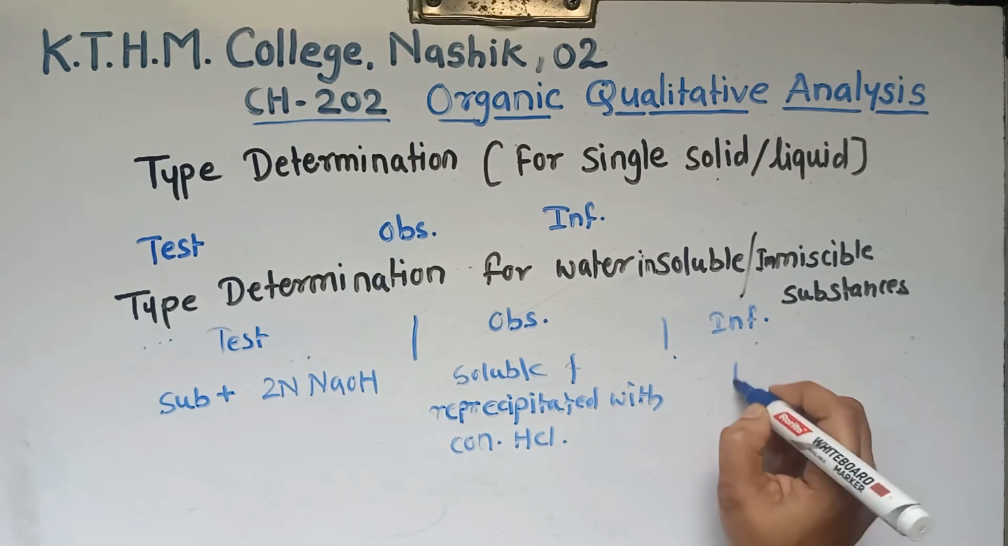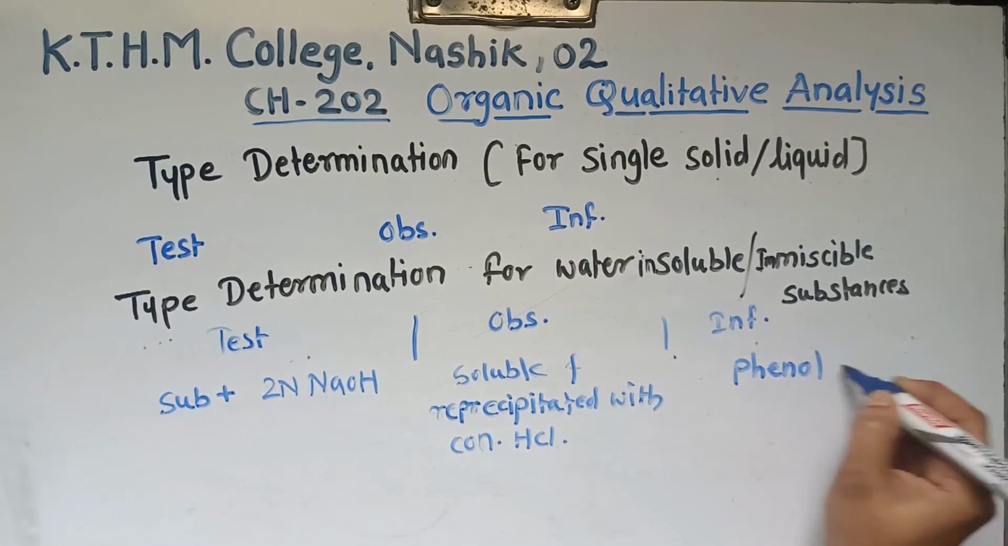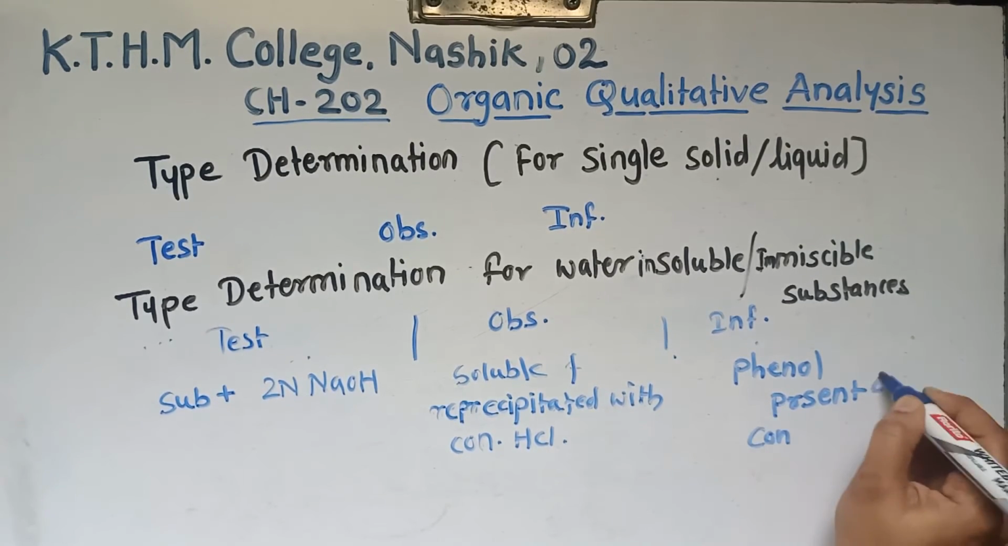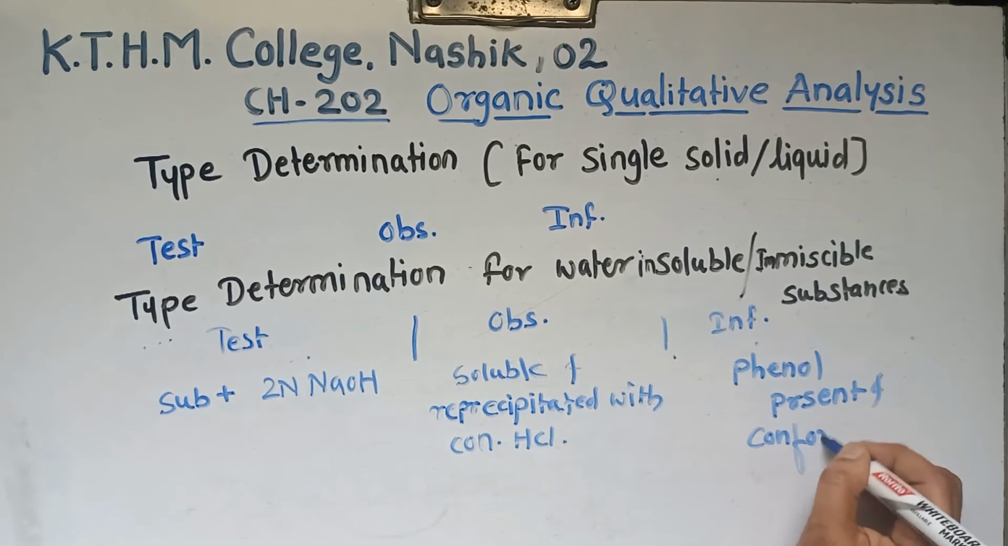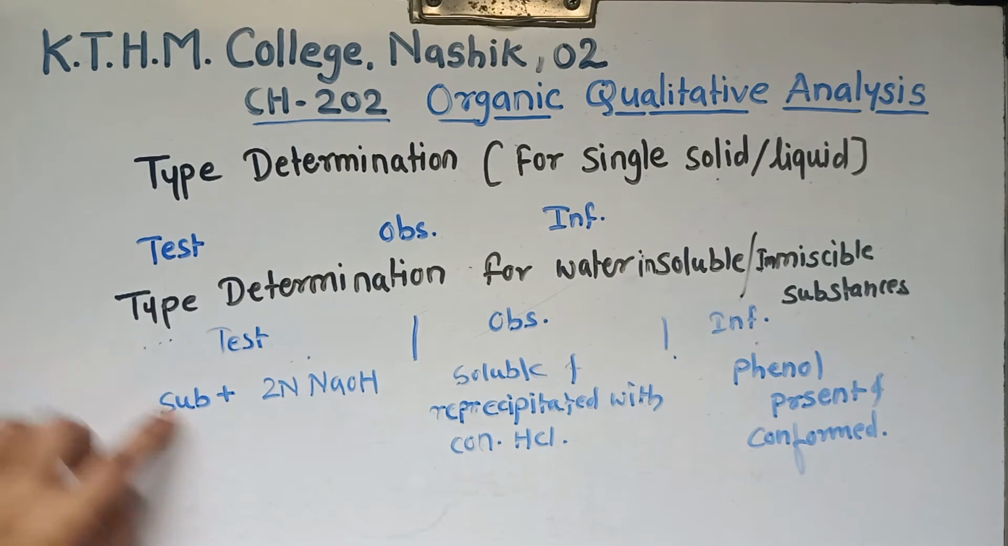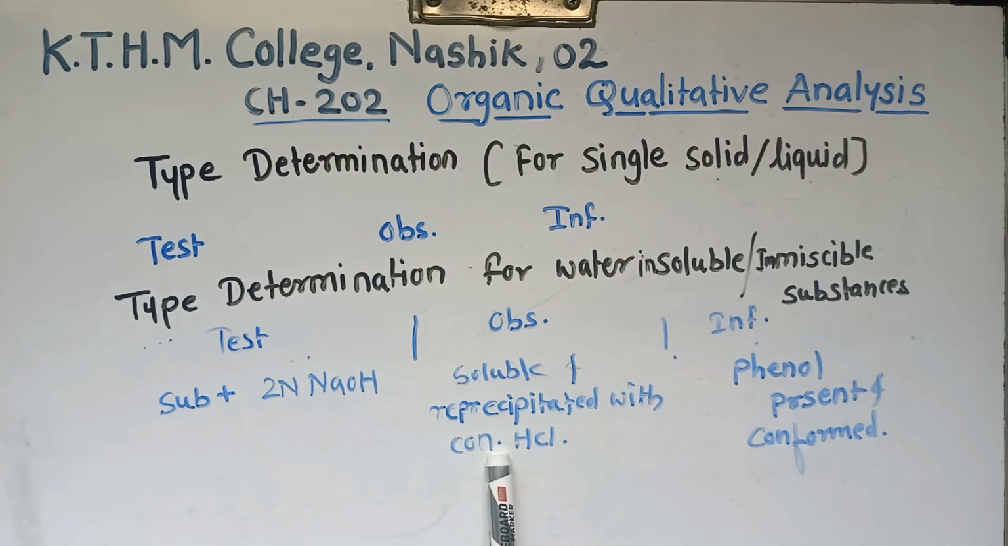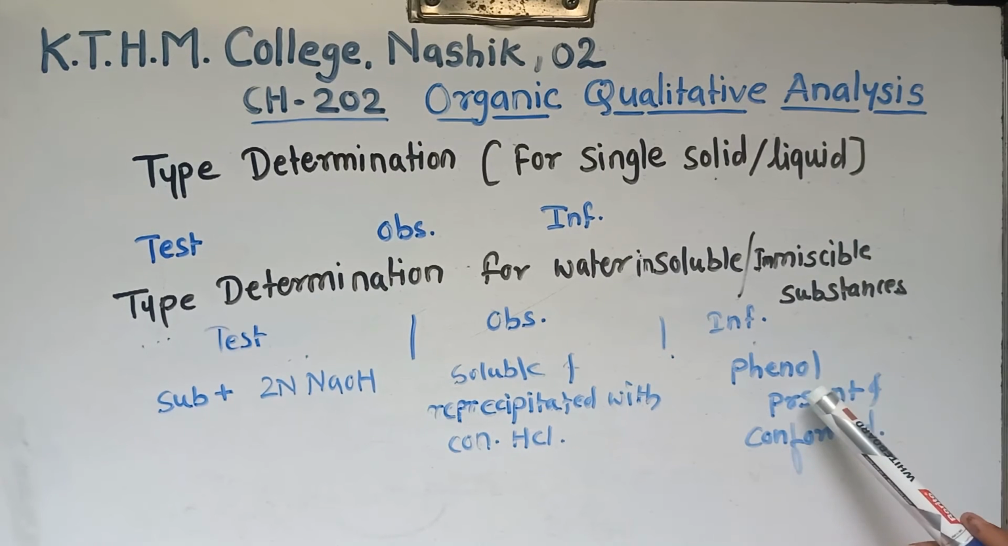So we conclude that phenol is present and confirmed. Again it is a very simple reaction. We take the compound, add NaOH, and we get a clear solution. In that clear solution when we add concentrated HCl, we get a precipitate, and by observing that precipitate we conclude that the given compound is phenolic, and phenol is present and confirmed.